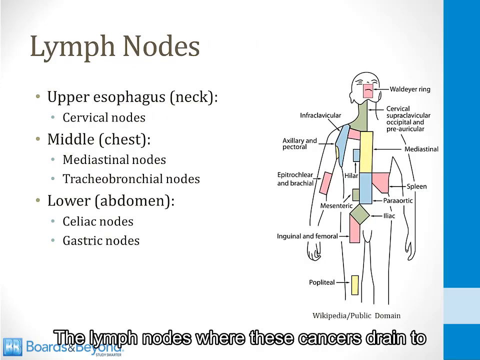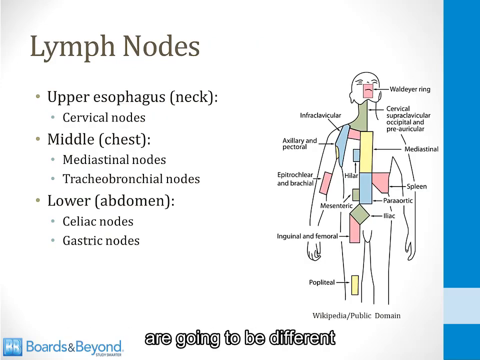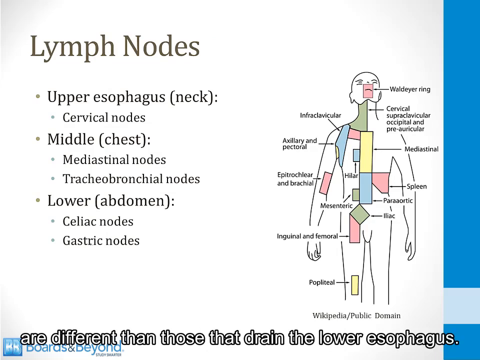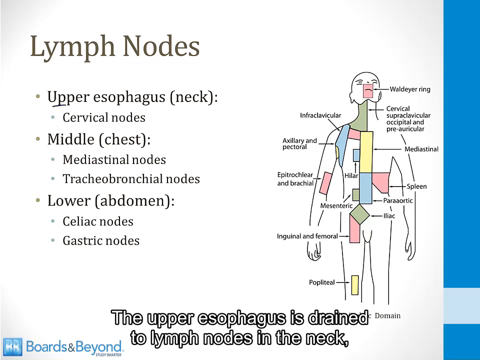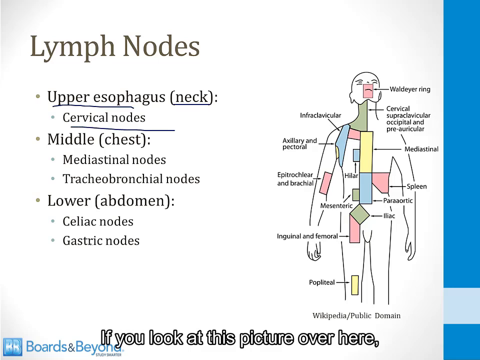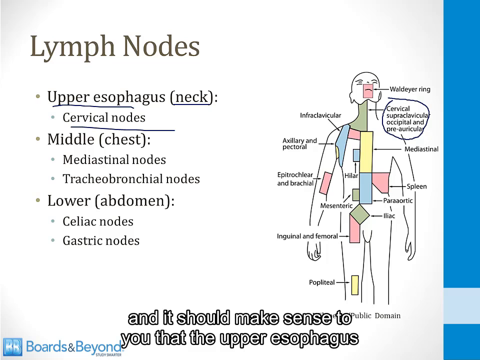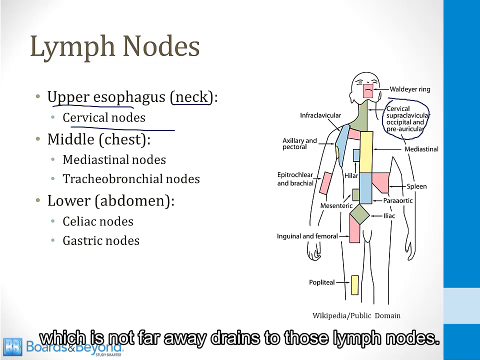The lymph nodes where these cancers drain to are going to be different because the lymph nodes for the upper and middle esophagus are different than those that drain the lower esophagus. The upper esophagus is drained to lymph nodes in the neck, like the cervical nodes. If you look at this picture over here, these are the cervical nodes in the neck, and it should make sense to you that the upper esophagus, which is not far away, drains to those lymph nodes.